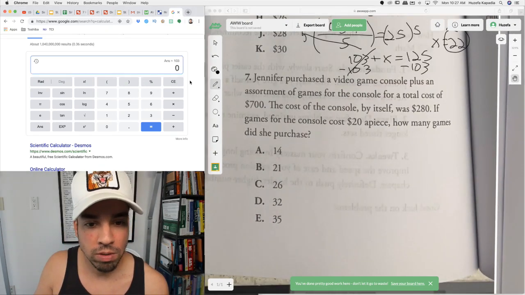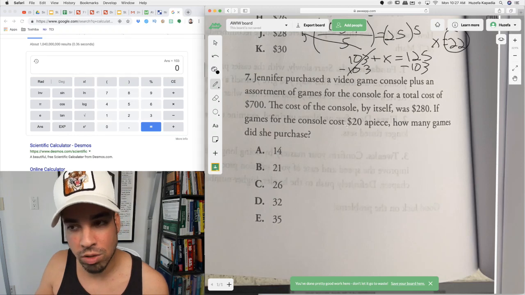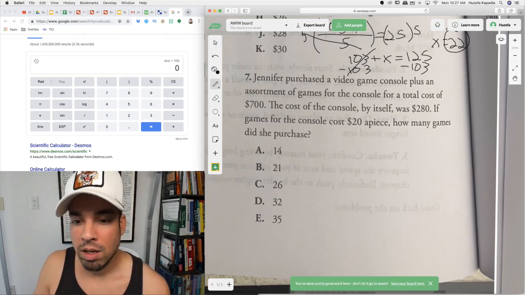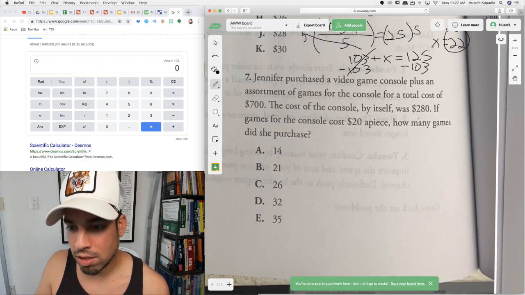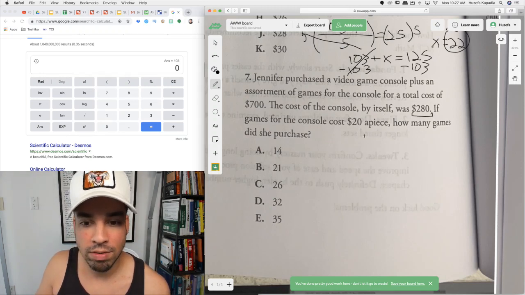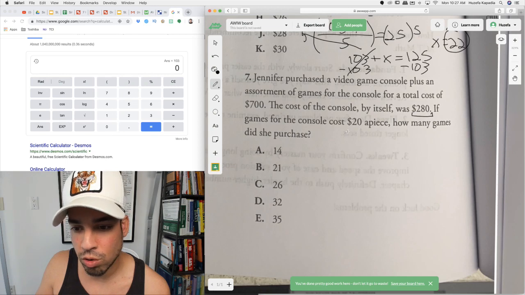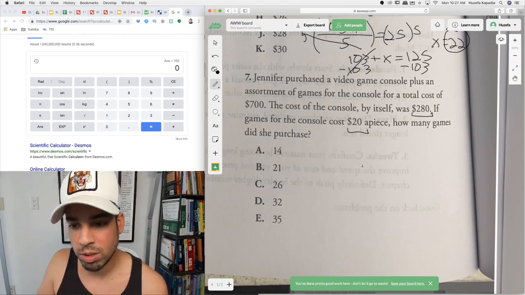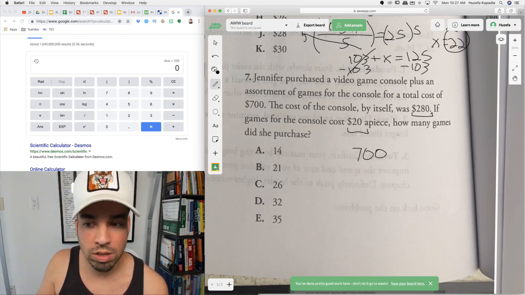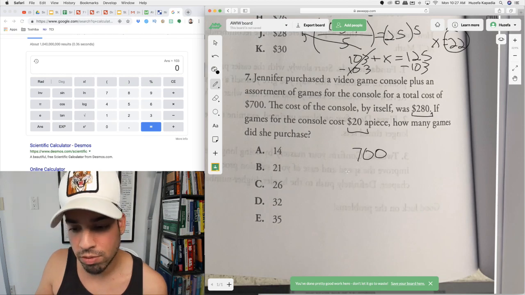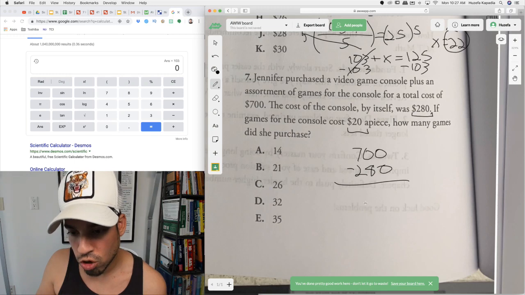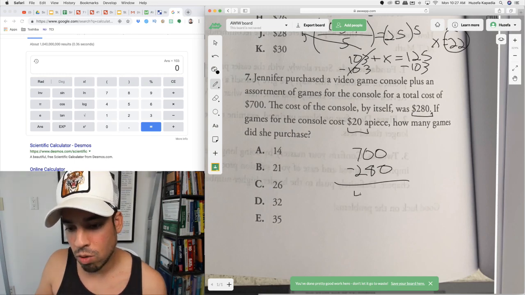Next, Jennifer purchased a video game console plus an assortment of games for the console for a total cost of $700. The total cost of the console by itself was $280. If games for the console cost $20 a piece, how many games did she purchase? I mean, we could make an equation, but look, at the end of the day, she spent $700, and we don't care about the cost so much of the console. We need to remove it from this total. So they already told us the console is $280. So we subtract it, and we get $420.